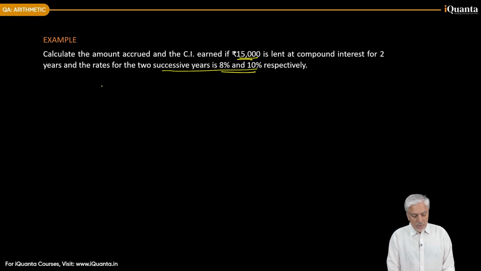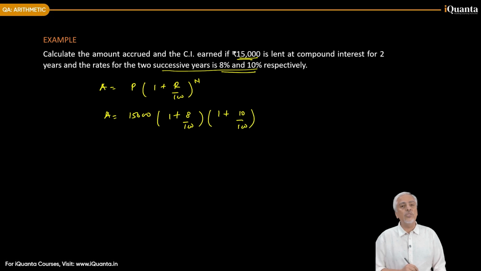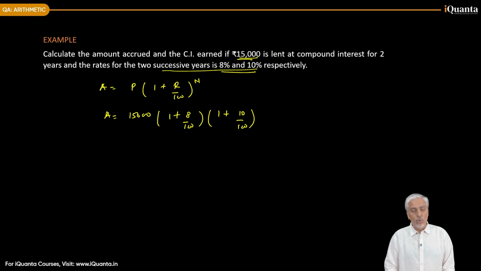Now, if you want to use a formula, then the formula was this, but you can't use the formula over here because R is not the same. But you can still use the formula smartly. You can say amount is equal to P, which was 15,000, into 1 plus the first year rate of 8%, and then make one more bracket with a rate of 10%. And that is how you can use this formula smartly. No raised to n, because for both years I got separate brackets. So it will become 15,000 into 108 upon 100, into 110 upon 100.